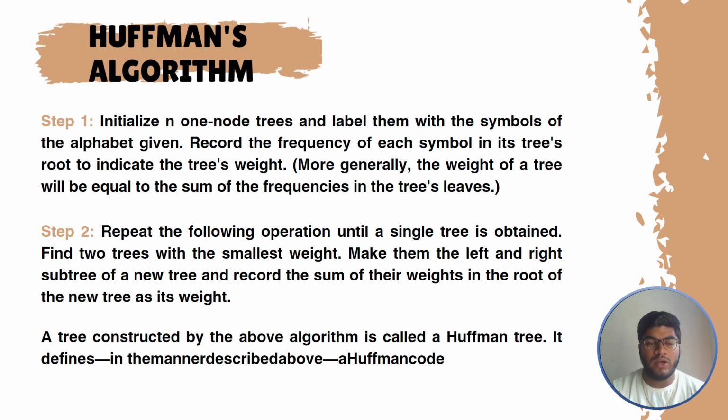In step 2, we repeat the following operation until a single tree is obtained. Find two trees with the smallest weight, make them the left and the right subtree of a new tree, and record the sum of their weights in the root of the new tree as its weight. A tree constructed by the above algorithm is called a Huffman tree. It describes the Huffman code.